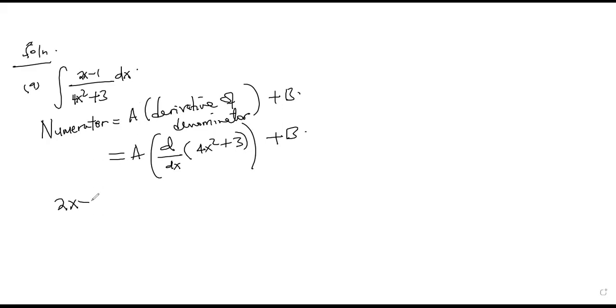So 2x minus 1 is equal to A times the derivative of the denominator. Now, when you differentiate this, you'll get 8x plus 3, then plus B. And we are going to do what we can to solve for the values of A and B.